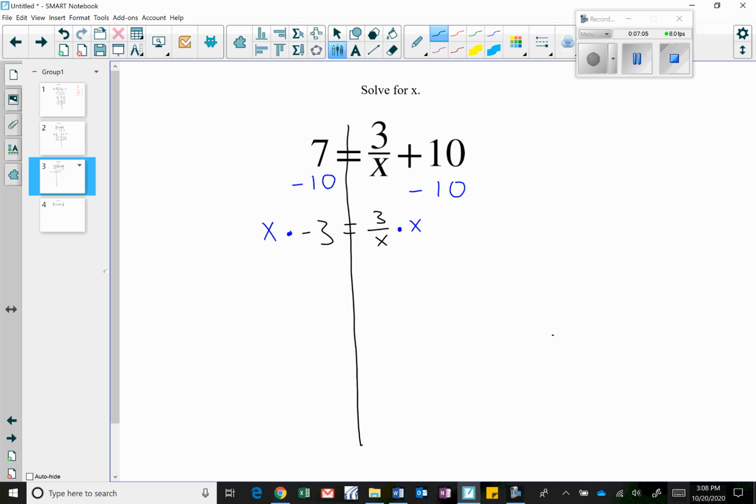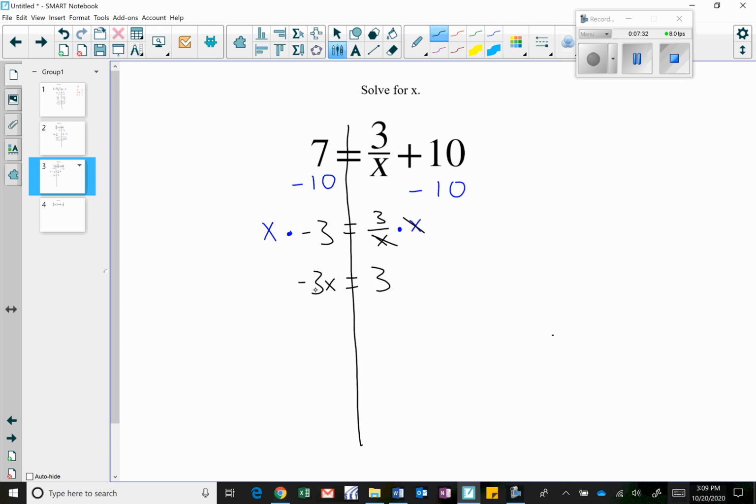And so then this leaves me with, on the left side over here, x times negative 3 is just negative 3x. And that equals, on the right side, I'm multiplying by x and I'm dividing by x. So these two reduce. They cancel. And that leaves me with just 3. Okay. This looks like a relatively simple equation I think we could all solve.